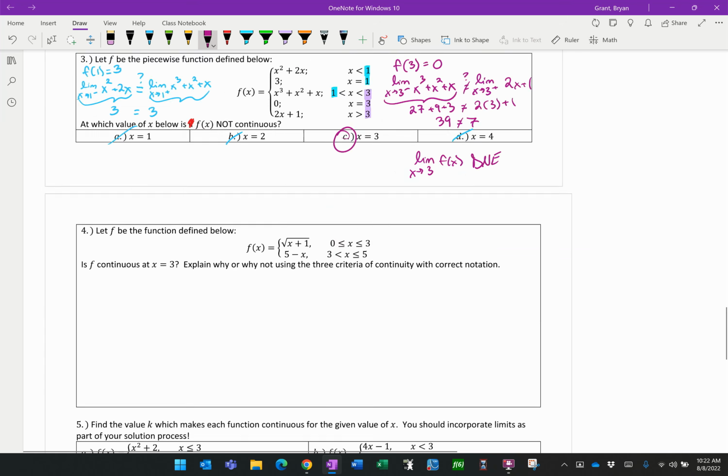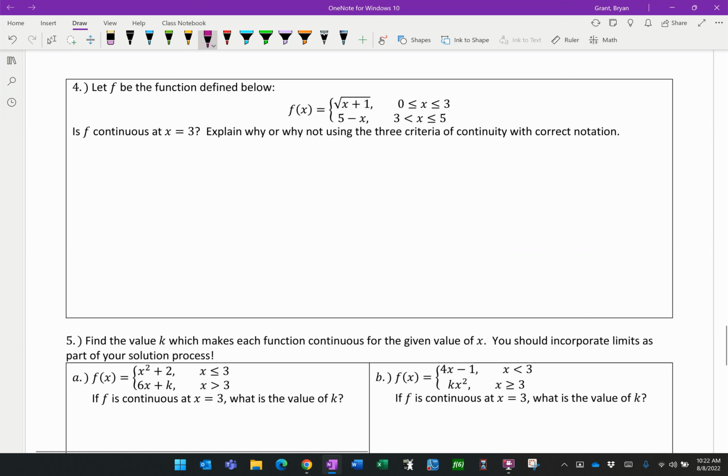Okay, let's move on to our last page, problem 4, taken directly from a free response question from a few years ago. They want to know if f of x is defined as this piecewise function, is f continuous at x equals 3? Explain why or why not using the 3 criteria of continuity with correct notation. Okay, well, first things first. A lot of students will go through here and just forget to answer the question. They see those 3 criteria of continuity and they do everything great, but they never answer the final question, which was, is f continuous at x equals 3?